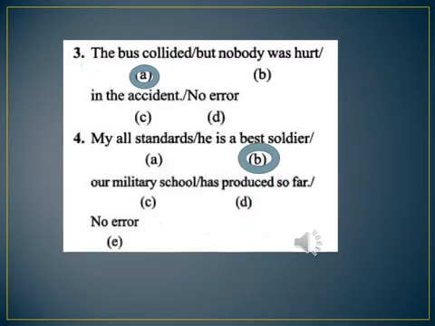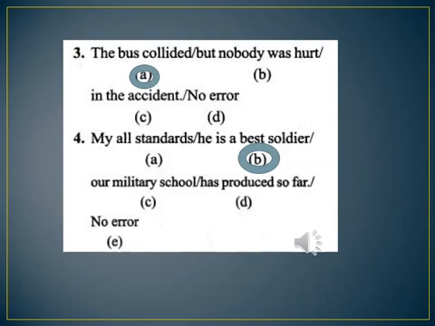Let's go to question number 3. The bus collided, but nobody was hurt in the accident. The bus collided with what? Guess what? The bus collided with a car or what? That is what is required. So therefore, the bus collided will not give you clear or complete meaning, and there is need of something else. So therefore, the error is in A. It should be the bus collided with a car or something else.